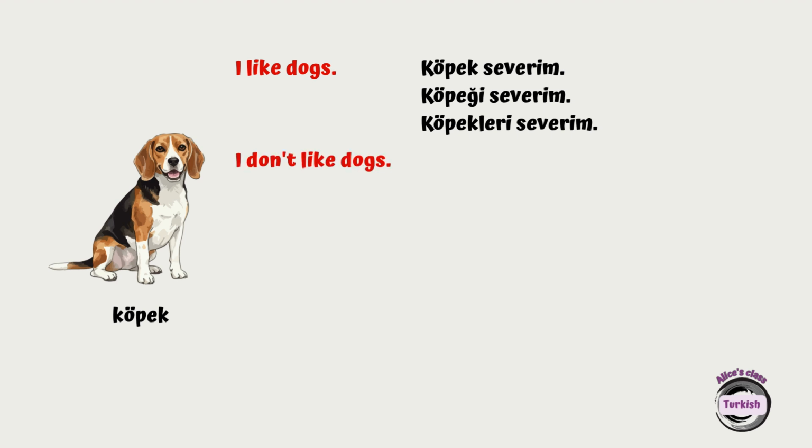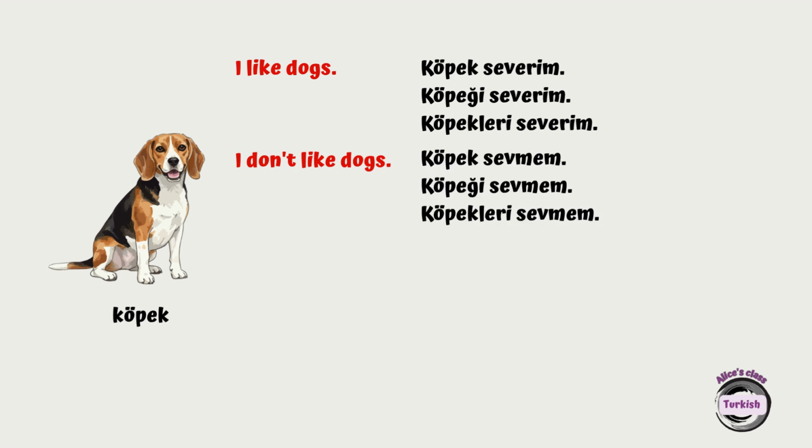Okay, let's say I don't like dogs. So this time we're gonna change one thing. That's going to be a verb. Severim is gonna become sevmem. So köpek sevmem. Or köpeği sevmem. Or köpekleri sevmem.